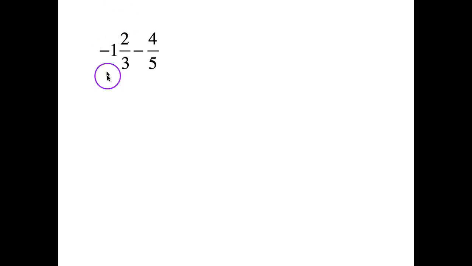Here we have a mixed number. So what am I going to do with that? Well, I'm going to turn it into an improper fraction. So what I'm going to do is do 3 times 1, which is 3, plus 2, which is 5. So this is going to become negative 5 over 3 minus 4/5. So once again, I'm going to pick the larger denominator. I'm going to go ahead and list out multiples and just keep checking to see if the smallest number can be made into that number.